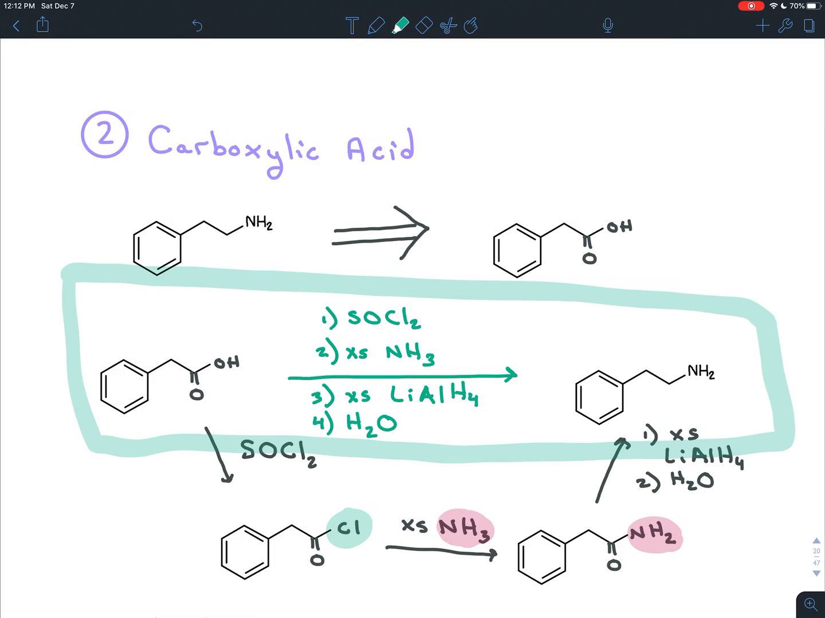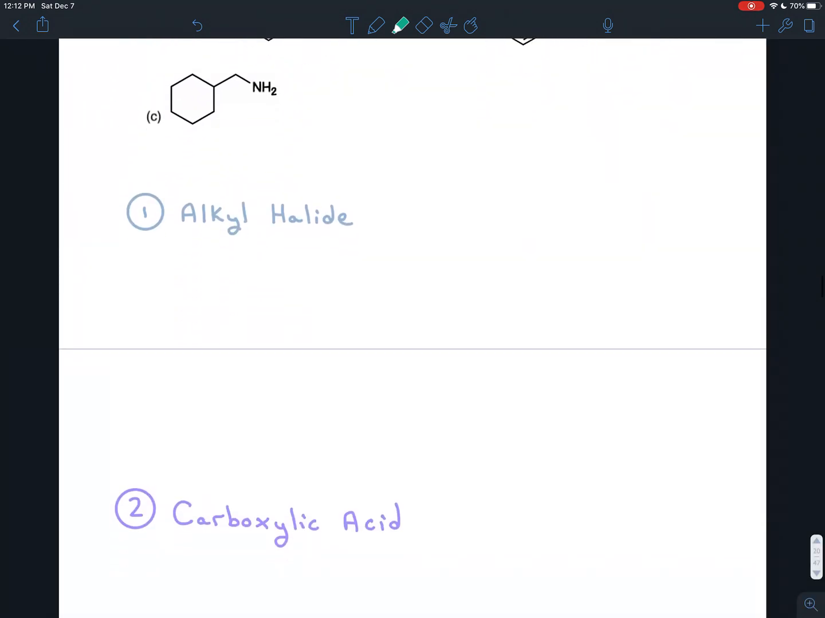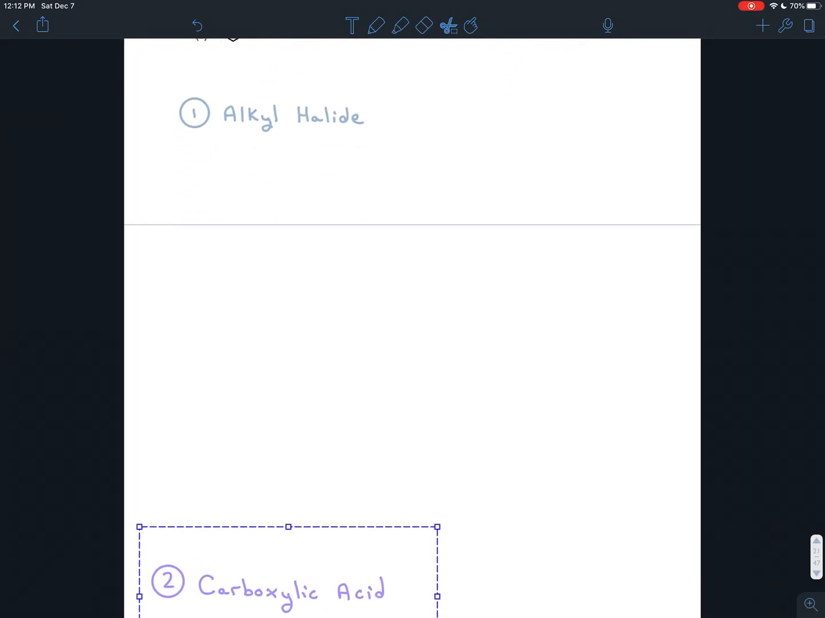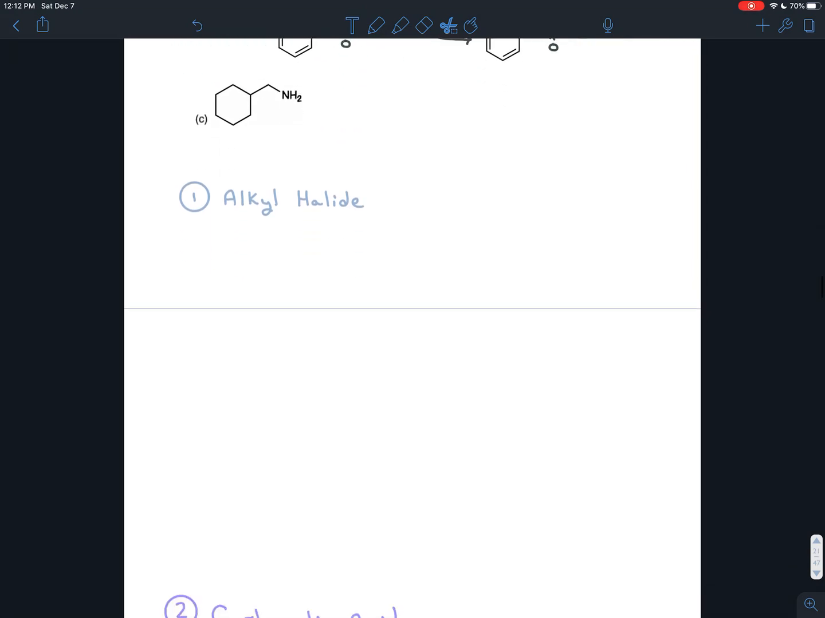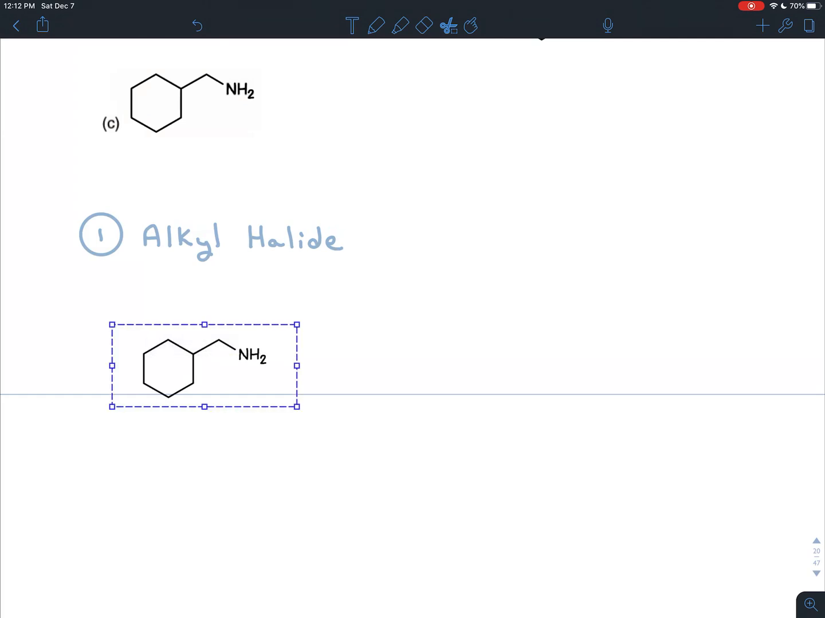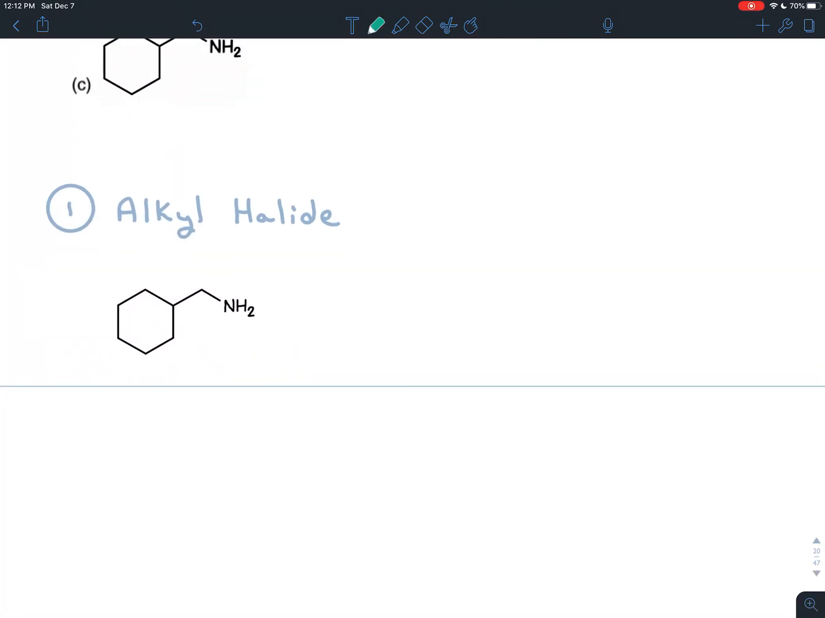from a carboxylic acid. Okay, let's try C, and I think C is the last one here, so let's try C. We'll do both of these methods one more time. First, we'll take the molecule we have, and we want to think, how can we make this from an alkyl halide? Well, we can do that. So if we have this molecule, we draw a retrosynthetic arrow.